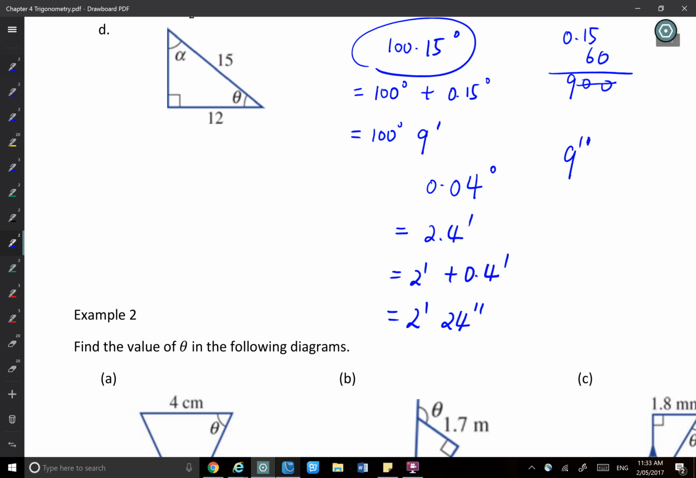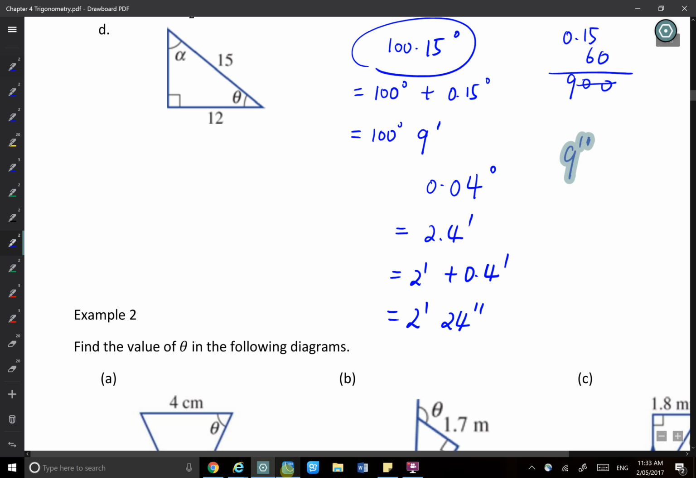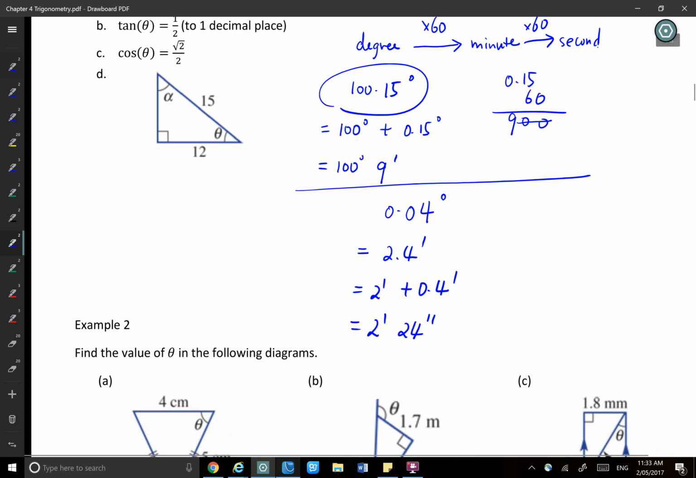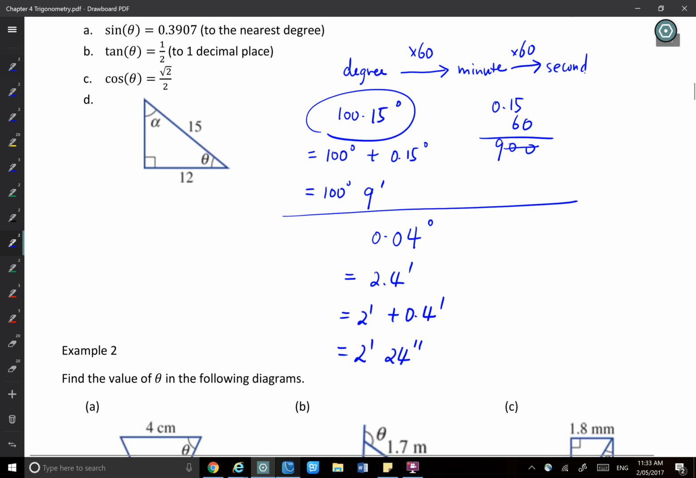2 means seconds and 1 dash means minute. Do you know the timer, like the clock where you press it to see how fast you can run, and it shows the minute and second? Yeah, stopwatch. I'm just explaining with an example. So that's 9 minutes, and that's 24 seconds. Just some units.